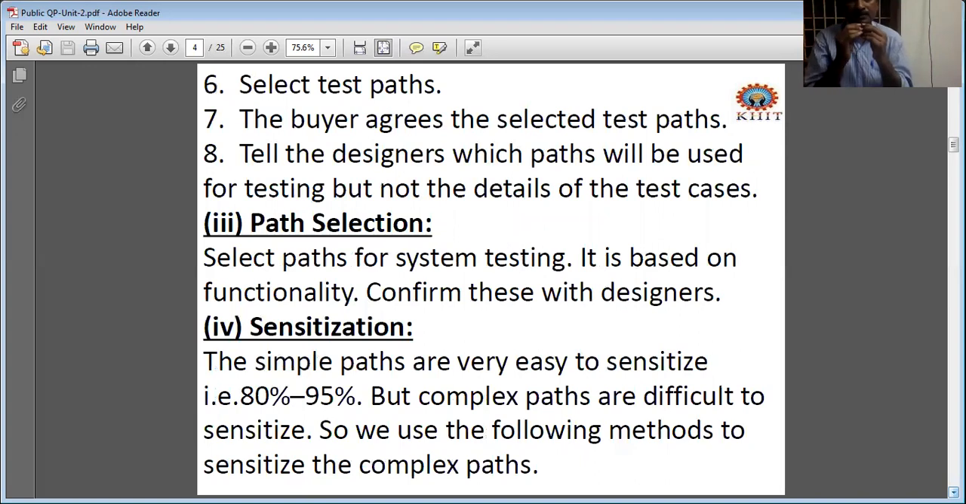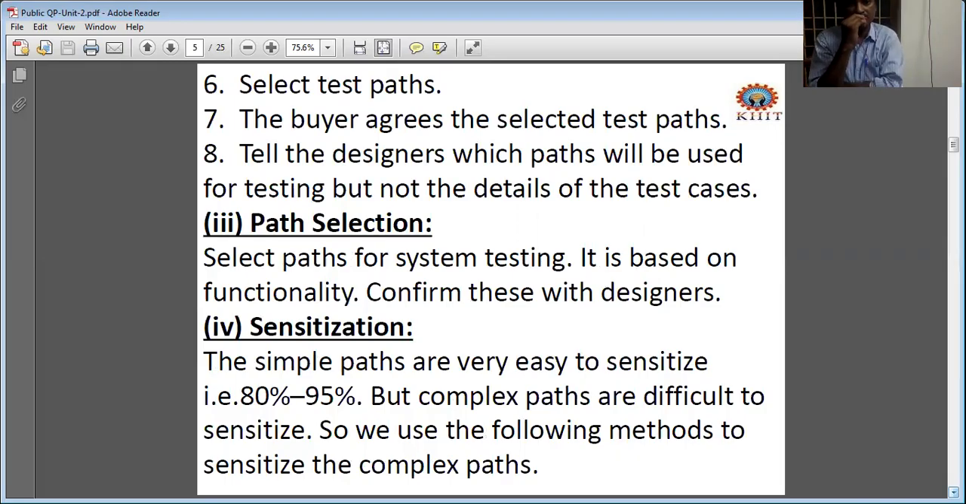Next, select the paths. The buyer agrees to the selected test paths. Next, tell the designers which paths will be used for testing, but don't tell them the details of the test cases. Then next is path selection. Select paths for system testing.